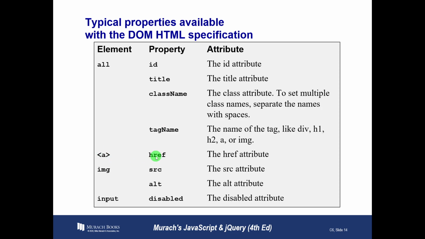Anchor elements can have an href attribute, so we can manipulate the link reference, the hypertext reference for a link. Images will have a source and an alt that we can manipulate. And any input can be disabled or enabled. So we can use its disabled property, set it to true to disable an input so people can't type in it if we don't want them to.